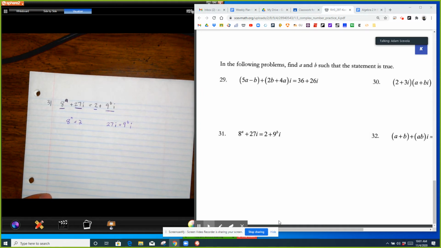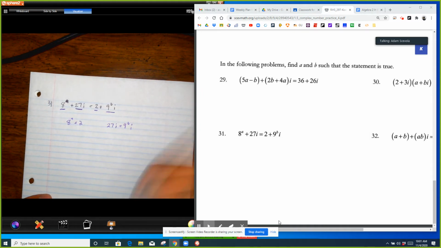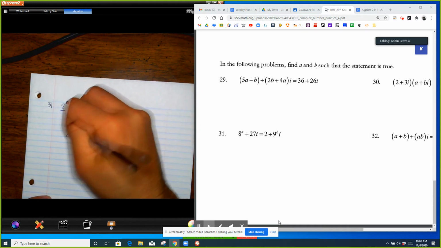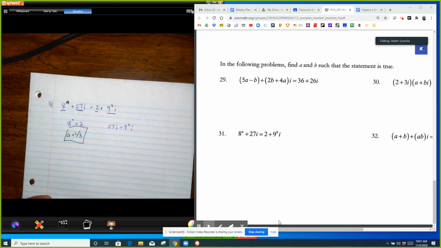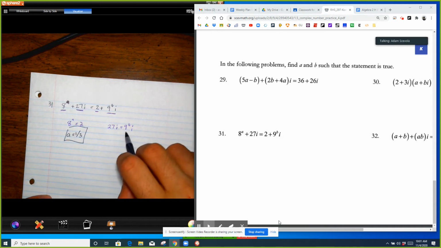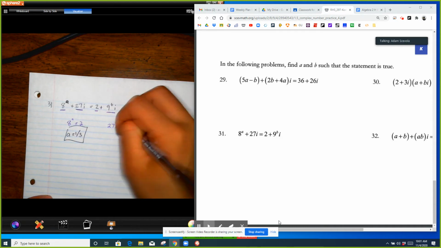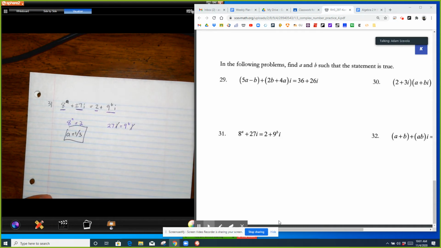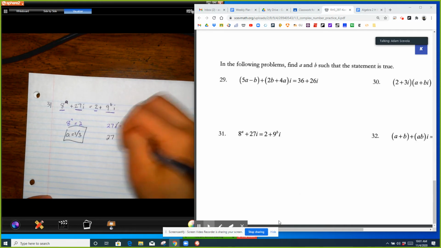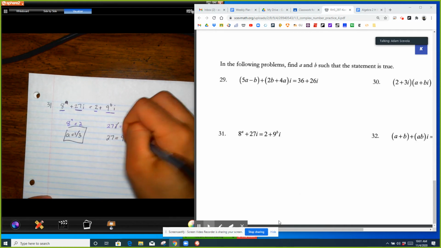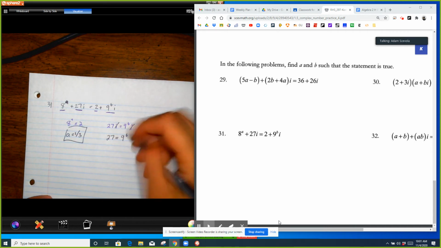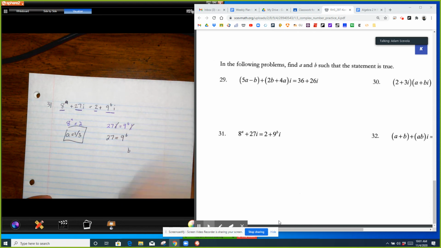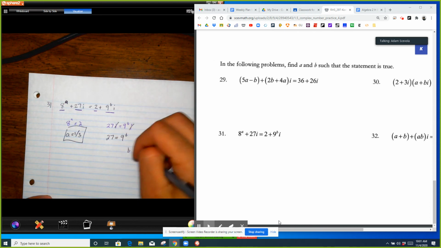Now with B, we could cross out i on both sides. We could divide by i. Then we have to figure out 9 to the what power equals 27. If you square 9, you get 81, which would be too big, which means B has to be less than 2. But if you raise 9 to the first power, you get 9, which is too small, which means B has to be in between 1 and 2.